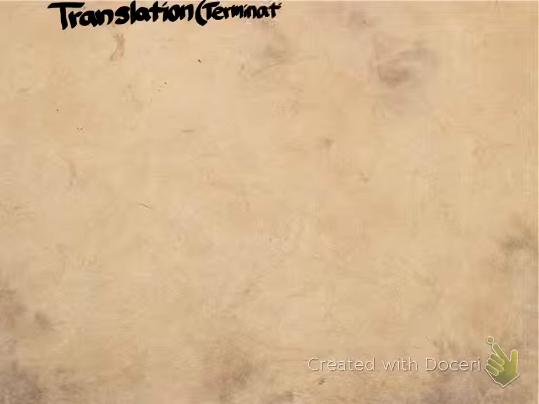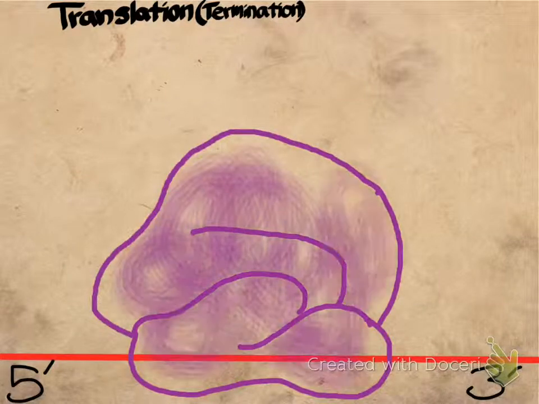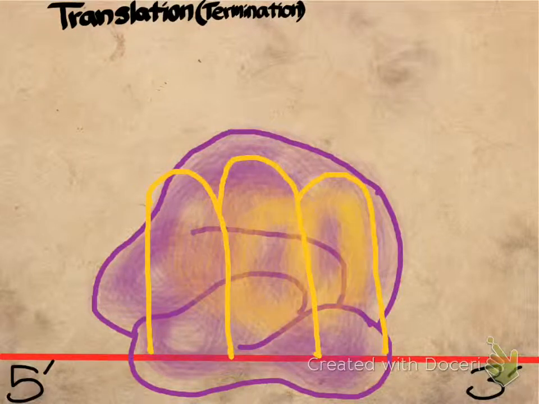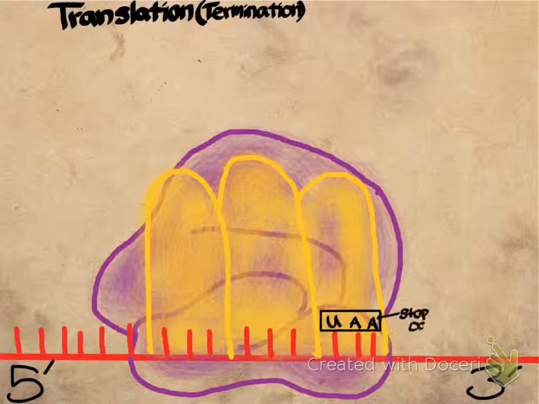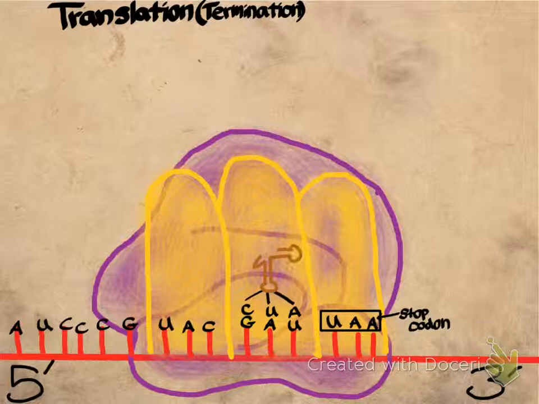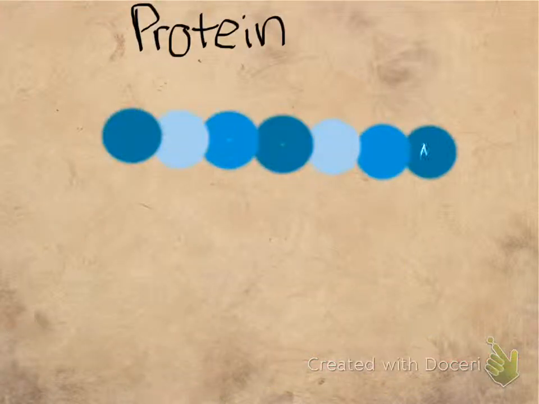Now, the last step in this process is called termination. This is when the process of elongation is stopped when the polypeptide hits a stop codon in the A site. A stop codon doesn't have a corresponding tRNA. This allows the ribosomes, the mRNA, and the protein to be released. Now the process is finished, you have a protein.